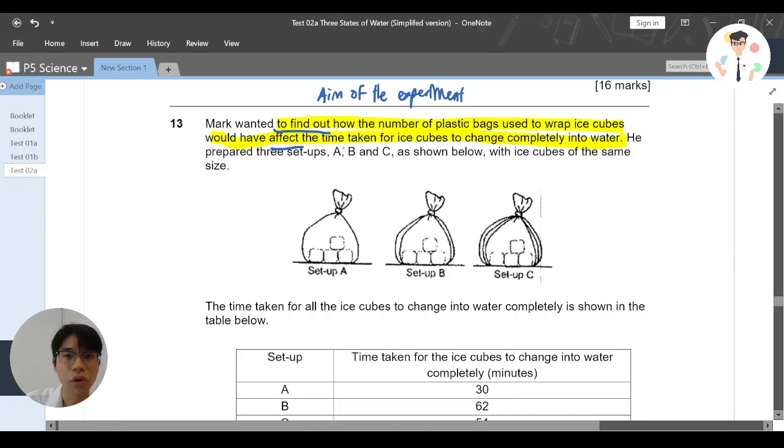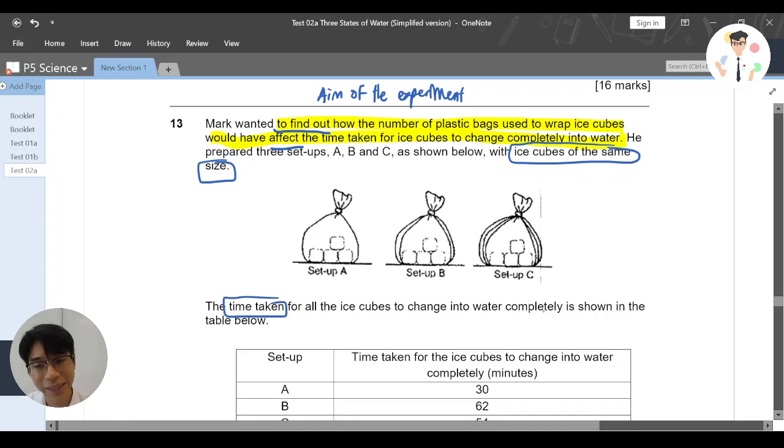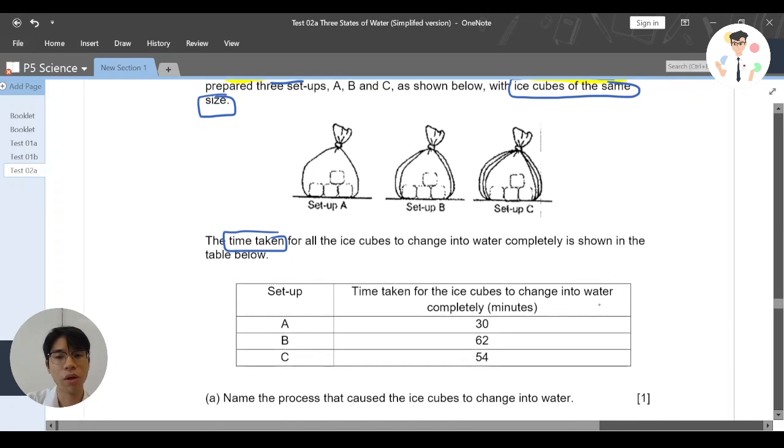So he prepared 3 setups, A, B, C, as shown below, with ice cubes of the same size. Now, you can see setup A has 1 plastic bag, B has 2 plastic bags, C has 3 plastic bags. The time taken for all the ice cube to change into water completely is shown in the table below. A is 30, B is 62, C is 54.